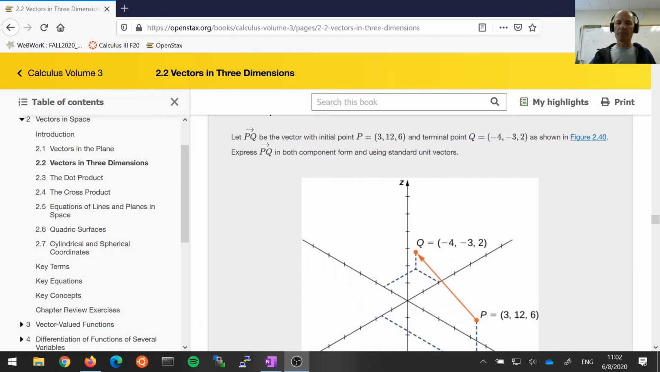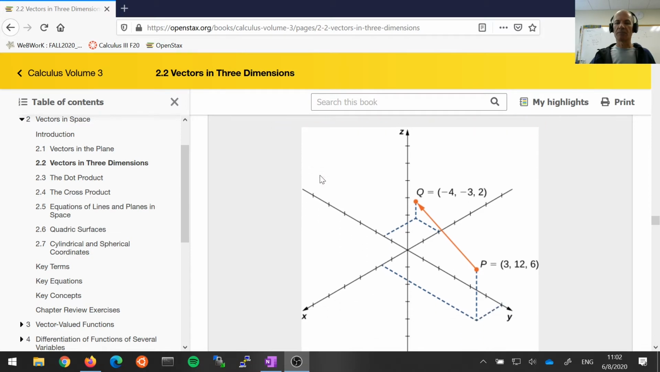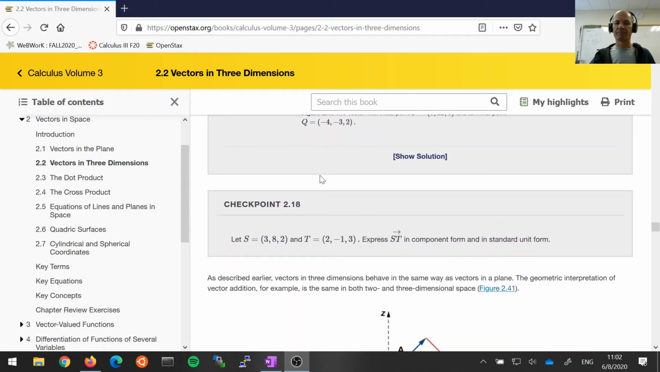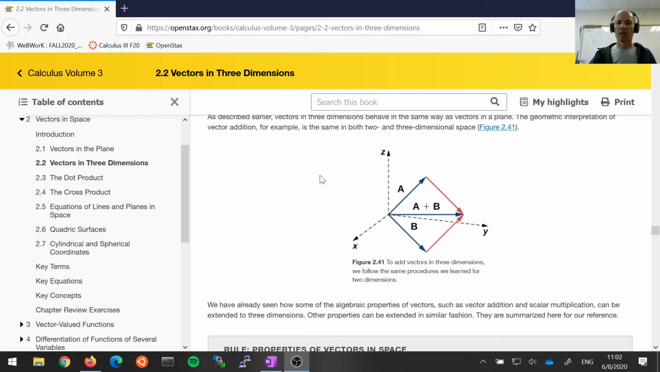We also have displacement vectors, PQ. So if you want the displacement from P to Q, you just subtract the 2 points. Q minus P gives you PQ. Geometrically, vector addition works the same way. We have a vector A and a vector B. The sum is just the vector that lies in the plane containing these 2 vectors, and it's the diagonal of that parallelogram as we discussed in the previous section.